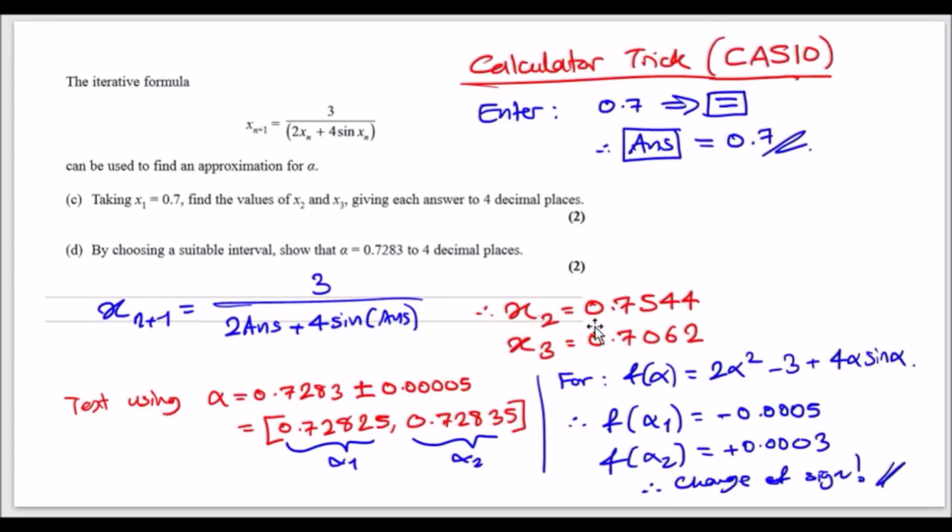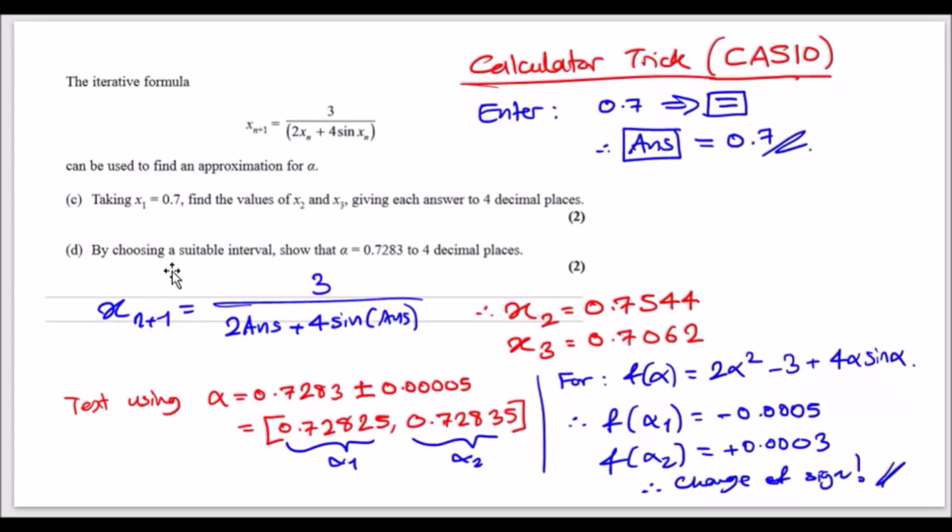If you press it once, you get this value. If you press it again, you get this value. The reason is that the previous answer is now the new answer. So if you press equal again after this, you're going to get x4 and then x5. So you don't have to keep repeating it. You can just leave the answer button and keep doing it. Definitely learn that trick. It's really helpful in exams. Now, that's done.